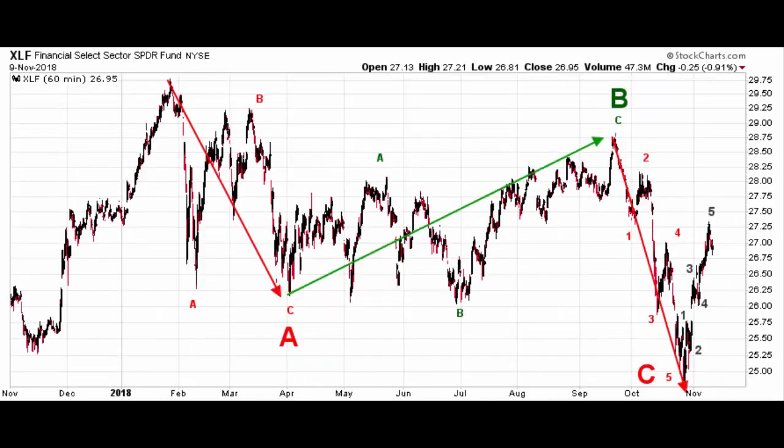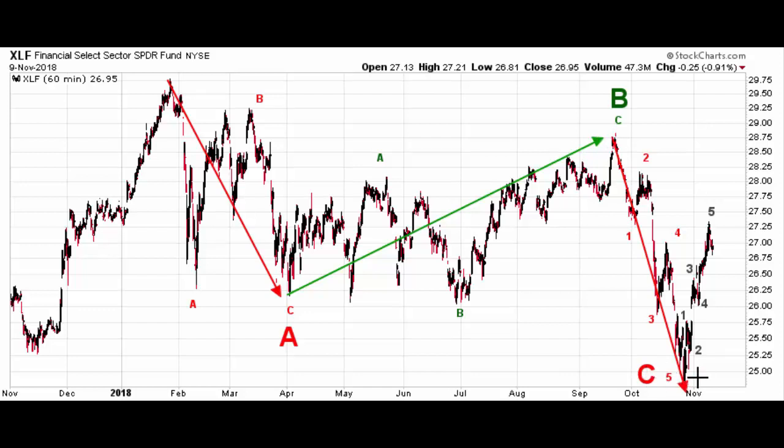So the first one here is a flat correction. As you can see, it takes the general three-wave form that Elliott Wave corrections normally take. You can see wave A to the downside here in red. Wave B moves in the direction of the trend but is still part of the corrective move here, and then the C wave down completes the move. As you can see, it moved to a new low.